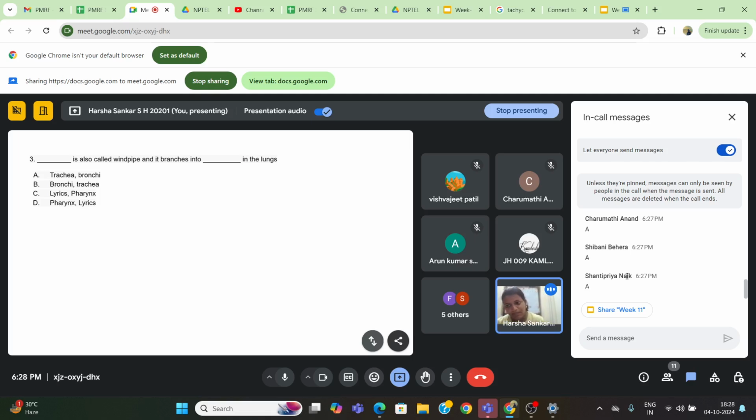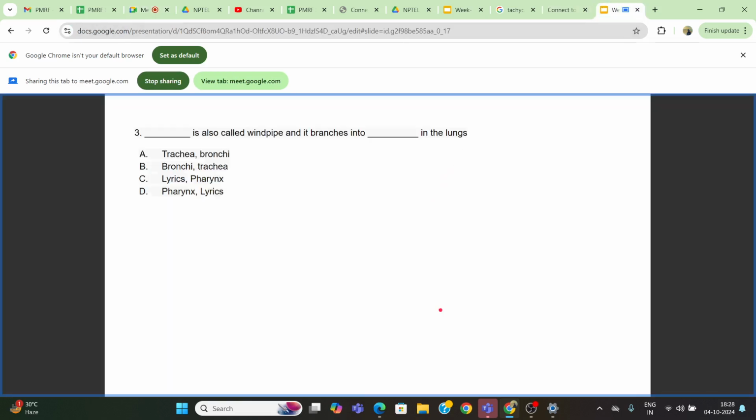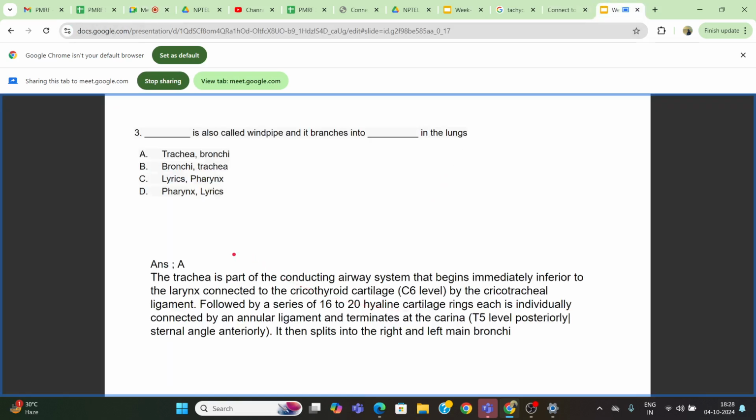Yeah, so windpipe is the trachea, and trachea divides into smaller parts called bronchi, which again divide into bronchioles, which end up with alveoli. So the correct answer is A. Everyone is right. Trachea is the conducting airway system.